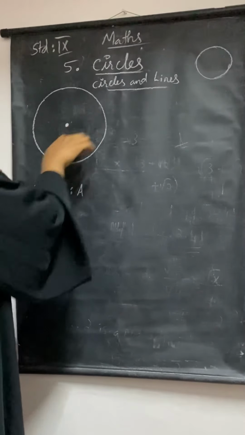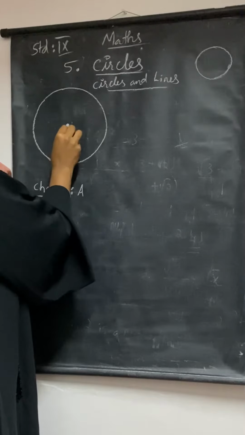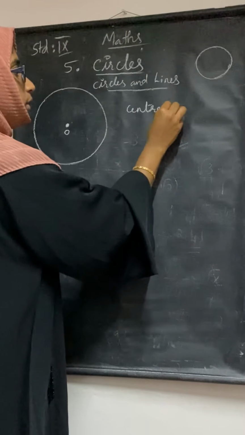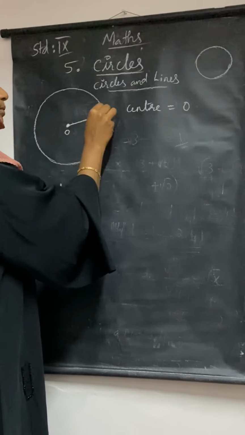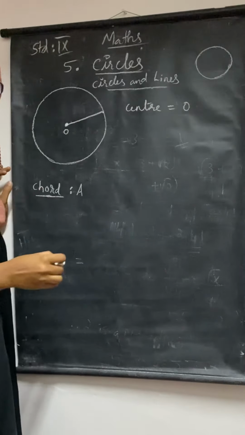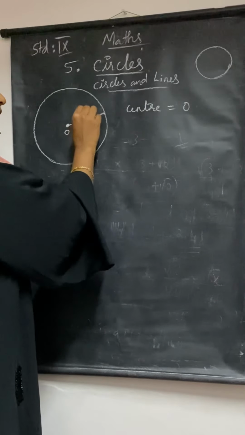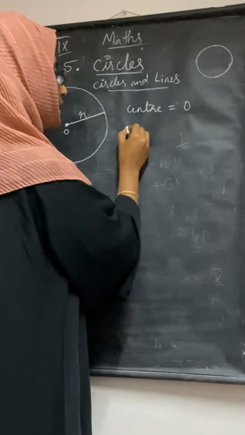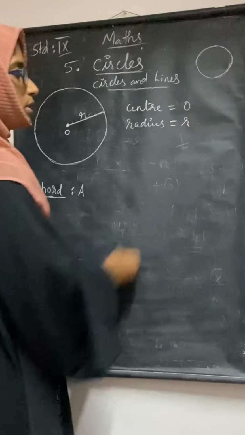So this is drawn using the compass. You can see this is the center. I can call the center O. If I draw one line from the center to the circle, what is the name for that line? Everyone knows it is a radius. The distance from the center to a point on the circle is the radius. We always use a small r for the radius.